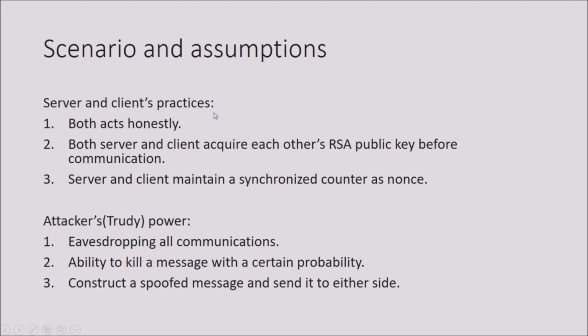Our scenario is that the server and client both act honestly, and the server and client acquire each other's public key before communication, and they maintain a synchronized counter as well. The attacker's power is to intercept all communication, kill a message with certain probability, and also construct a spoofed message and send it to either side.